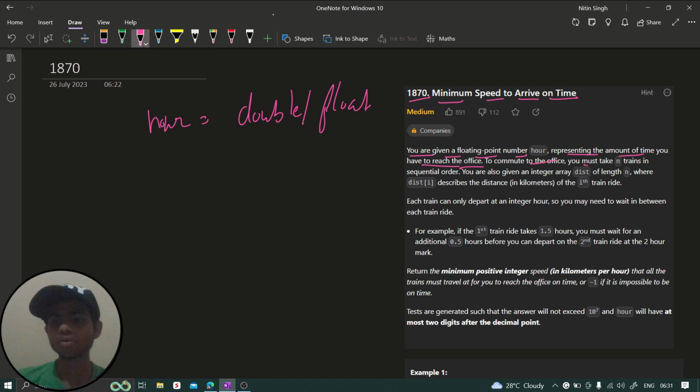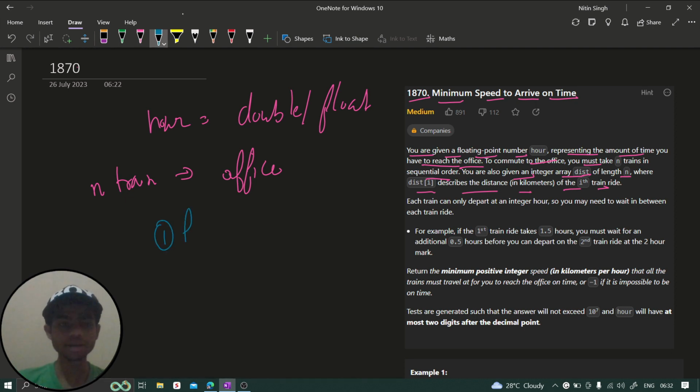After that, to commute to the office, you must take n trains in sequential order. Now we need to take n trains to reach our office. Simple thing. You are also given an integer array dist of length n, where dist[i] describes the distance in kilometers of the ith train. So now we are given one array.